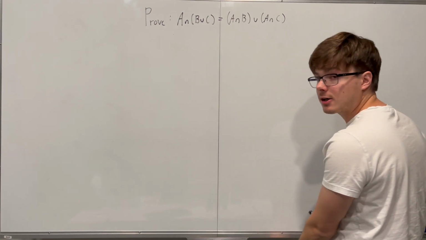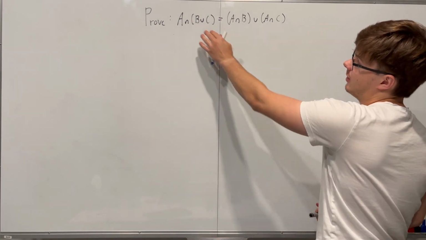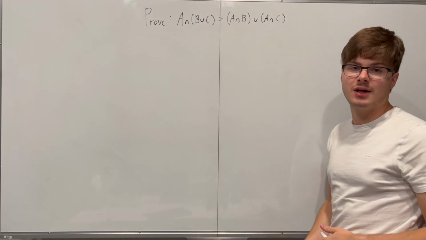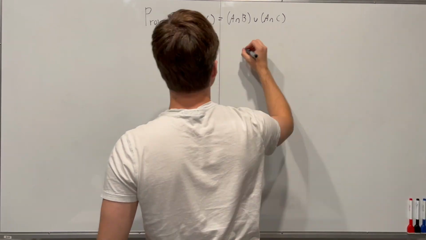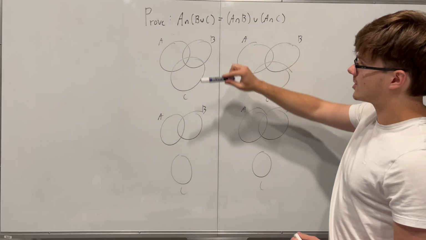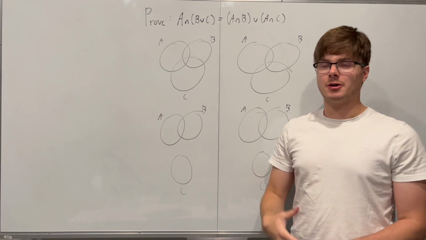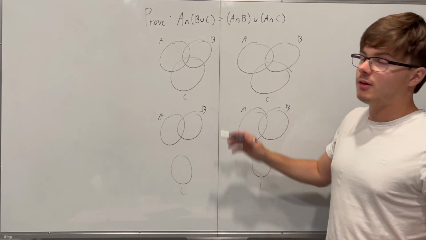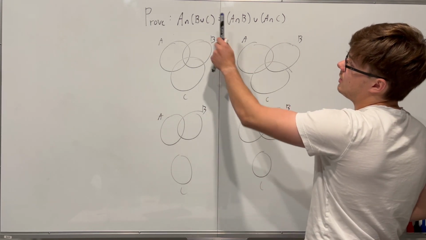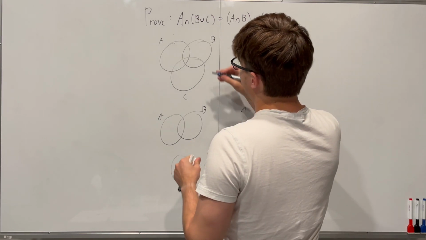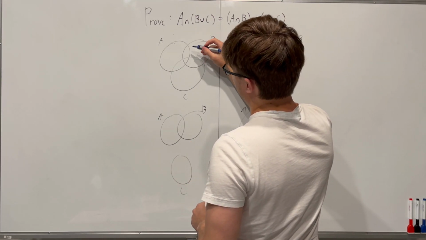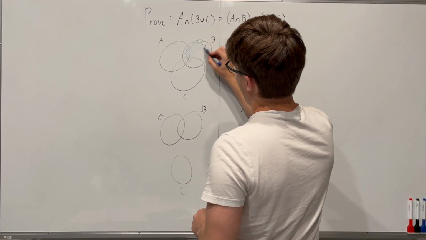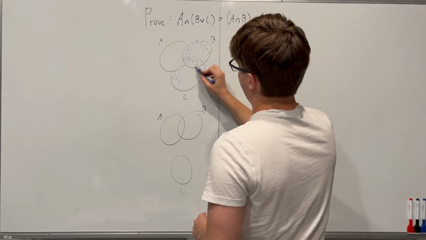Well, we should draw some diagrams or examples to see whether or not the left-hand side is going to be the same as the right-hand side. So let's go ahead and do that. Looking at our first case, where all the sets share something in common with each other, we're going to want to draw the left-hand side first. So B union C is going to be everything in B and everything in C. So let's go ahead and highlight that. Everything in B and everything in C.